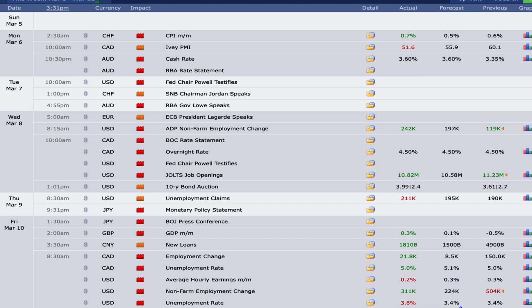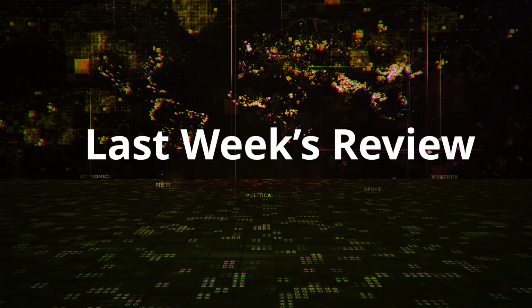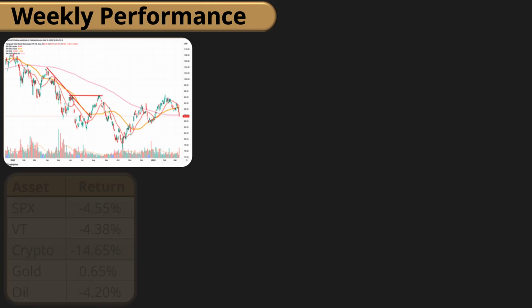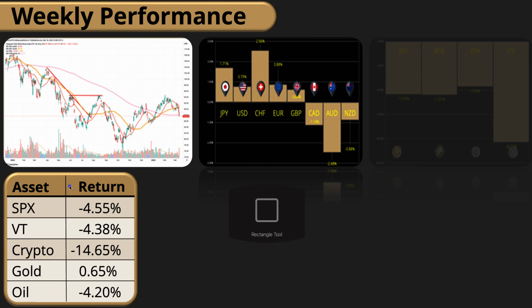So that's why we've seen a mixed report, mixed change in the US dollar on Friday. That's something we need to pay attention to going into next week. So let's take a look at last week's review and some of the weekly performance. The S&P was down the most, 4.55%, followed by the World Stock Index, down 4.38%.